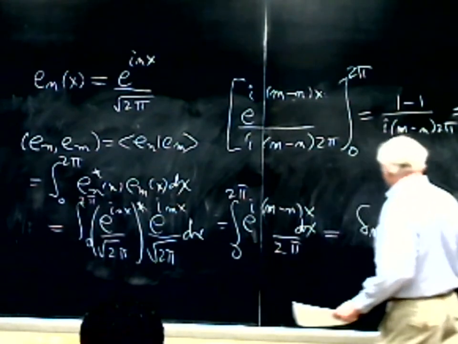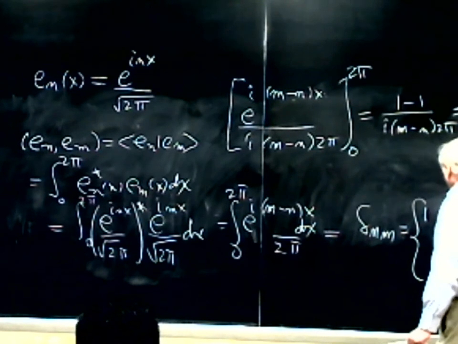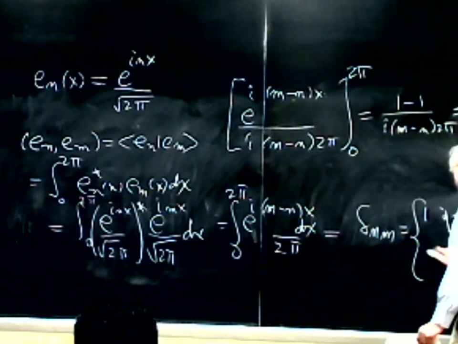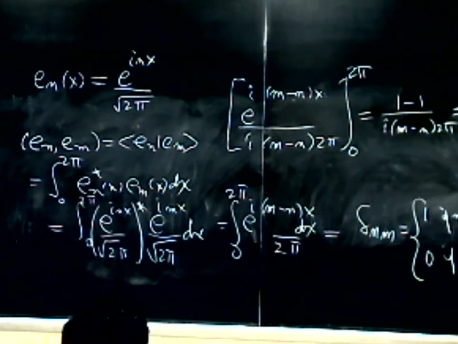So what this means, of course, is this Kronecker delta. 1 if n equals m, 0 if n is not equal to m. Okay?